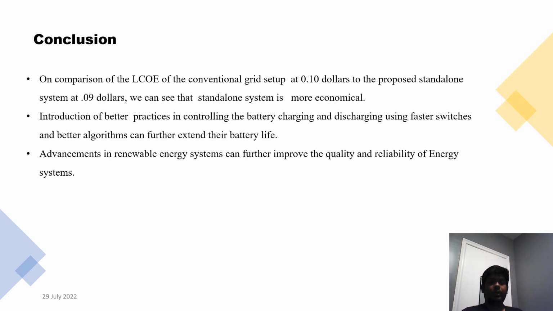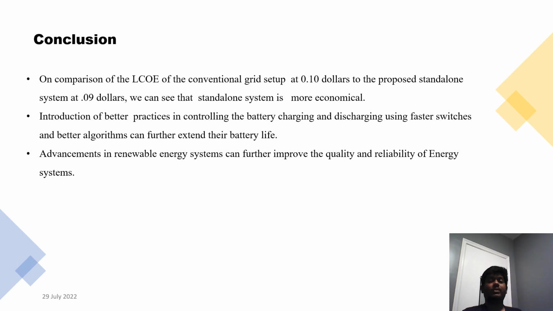To conclude, we can compare the levelized cost of energy for a conventional grid setup and that of a standalone system like our proposed model. For a conventional grid setup, the levelized cost of energy would cost you around $0.10, and for the proposed standalone system, it would be a much cheaper value than the conventional grid. But when we factor in the cost of installation, operation, and maintenance of a full-scale grid for a very small community, it would seem illogical to go for a conventional grid setup. Instead, a standalone hybrid system would be a much better choice.